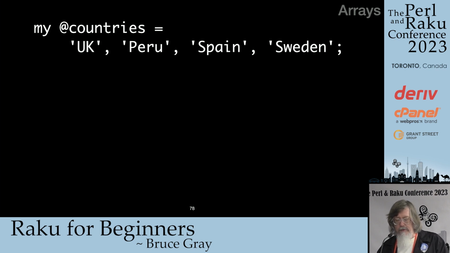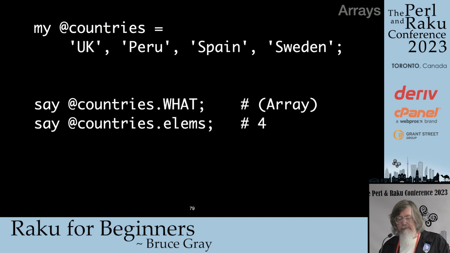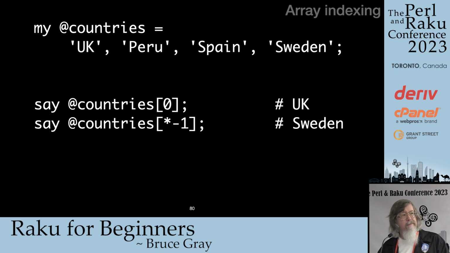I have a note here, frozen or immutable. Those are lists. That's something different. But arrays are of type array, right? I ask what? It says it's an array. And they know the number of elements. We can ask, how many elements? There are 4. Have a seat. Okay.